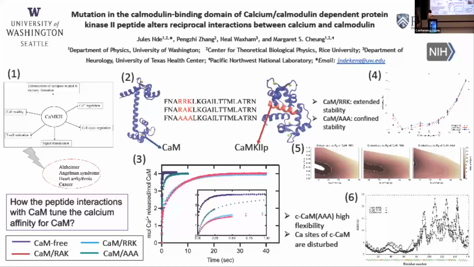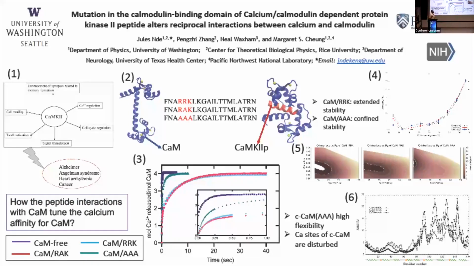So calcium calmodulin-dependent protein kinase 2, kinase 2, is a multifunction protein which is involved in multiple cellular processes, including cell cycle regulation, calcium regulation, and memory. Kinase 2 is activated upon binding to this protein called calmodulin.